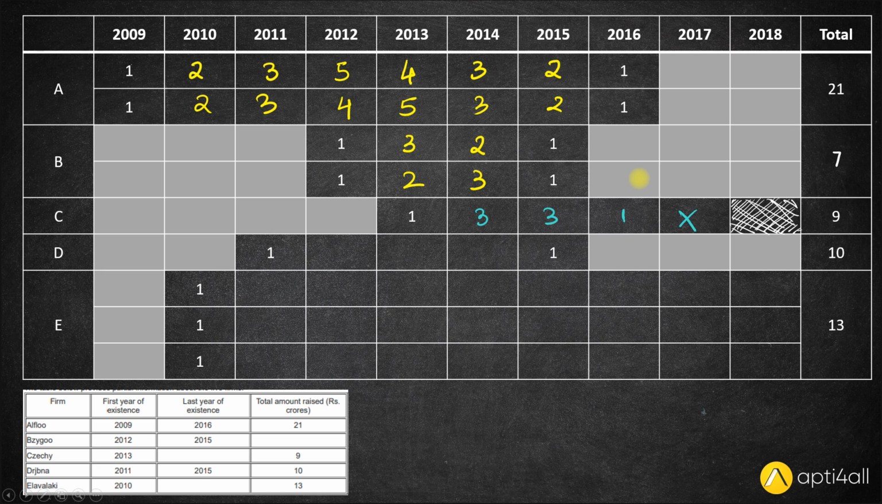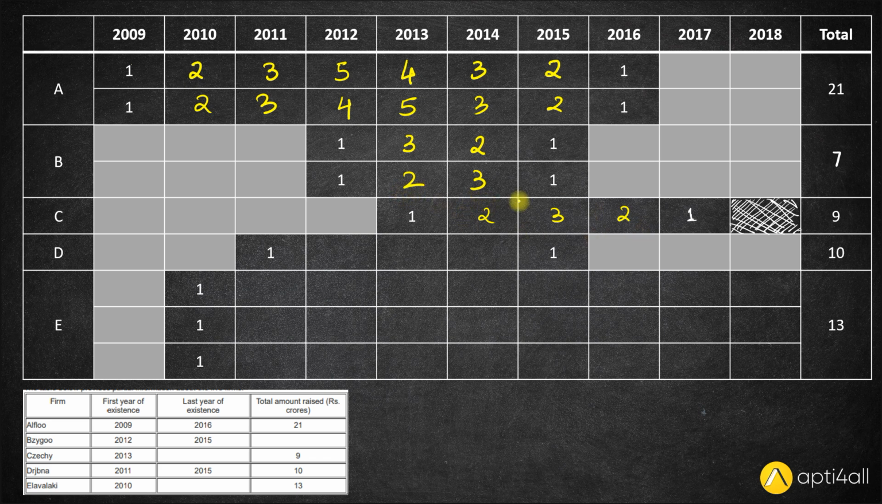And if it shuts down even before 16, it cannot raise 9 crores. So the company cannot shut down in 16 or before 16. It cannot shut down in 18 or after 18. So the only possible case is that the company shuts down in 2017. Okay. And here if we consider the minimum possible amount raised, this will be 2, 2 and 3. So the minimum possible amount raised itself is 9. So obviously this will be the only case possible. Right? There will be no other case possible.